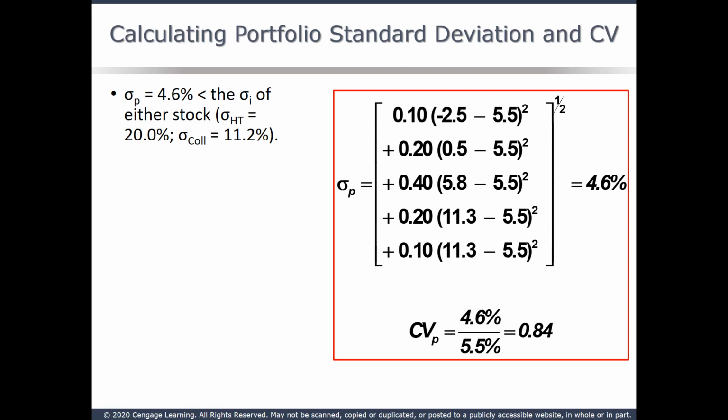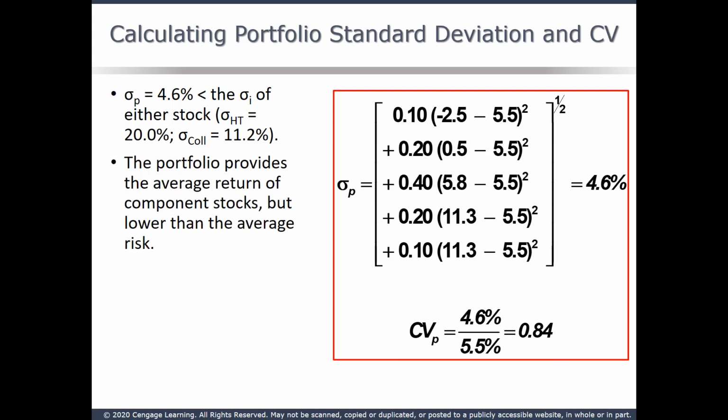Calculating the standard deviation and coefficient of variation for our 50-50 portfolio, we find a standard deviation of 4.6% and a CV of 0.84. A 4.6 is much lower than the standard deviation of either stock. Why? Negative correlation. The returns on these two assets move opposite to each other. High-tech is cyclical, collections is counter-cyclical. Placed together in a portfolio, they offset each other.